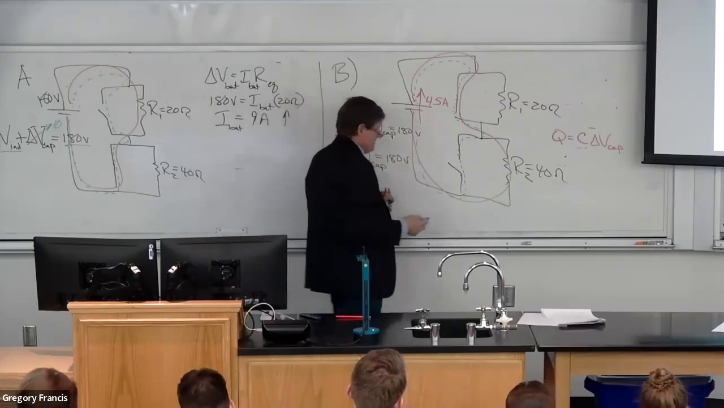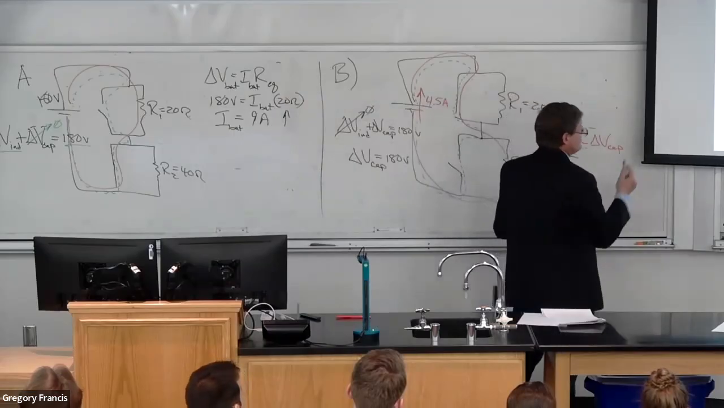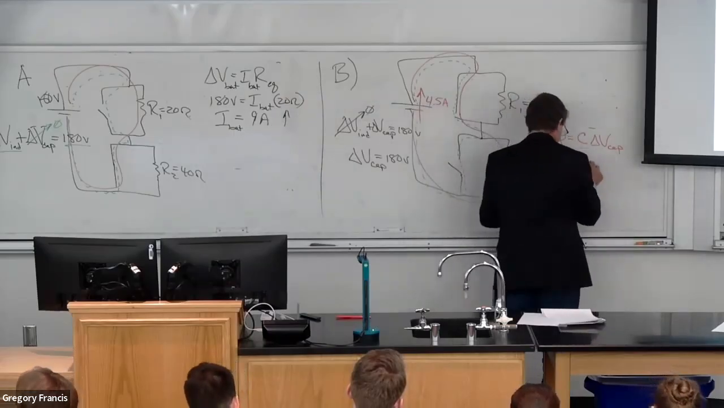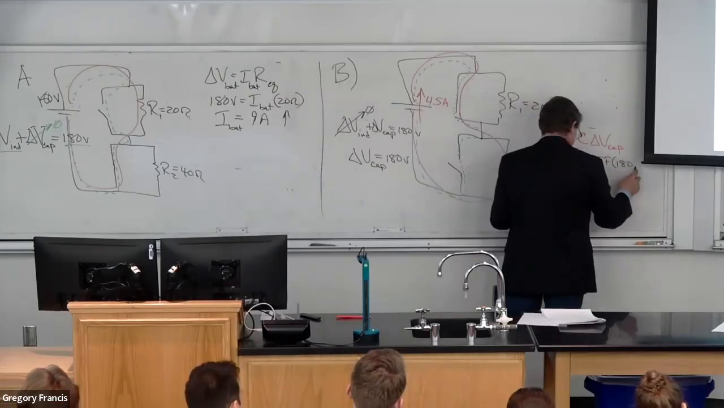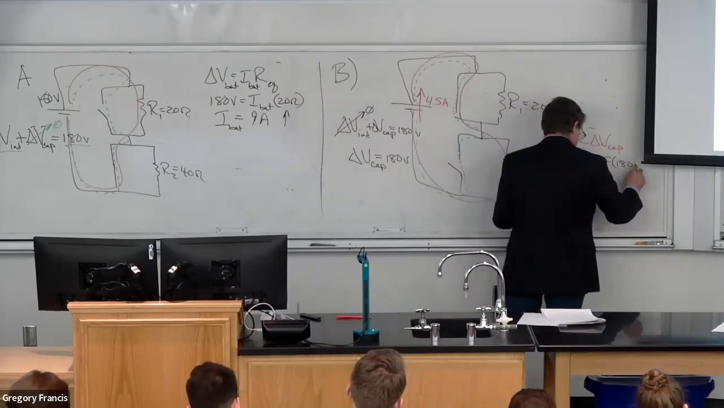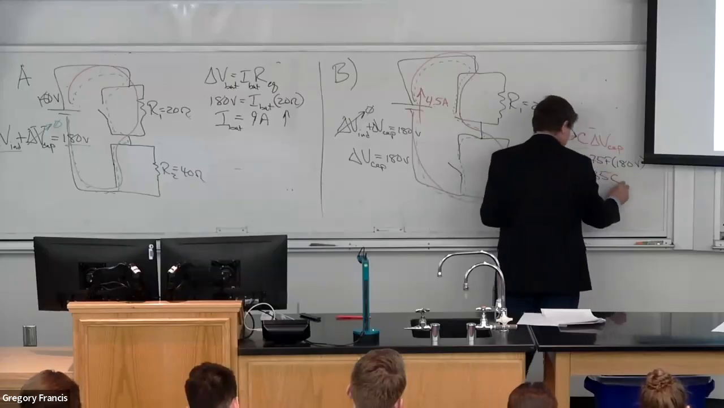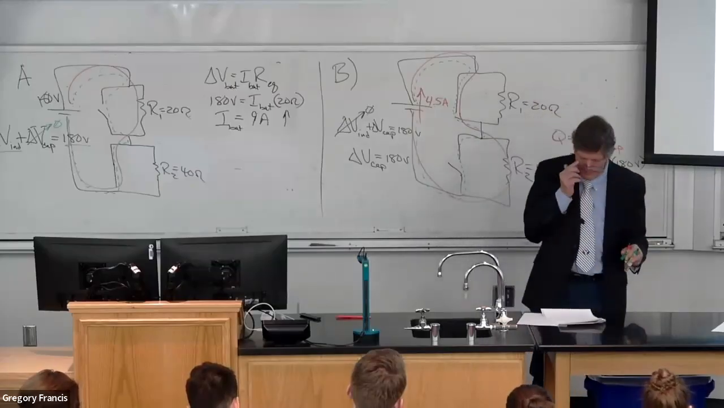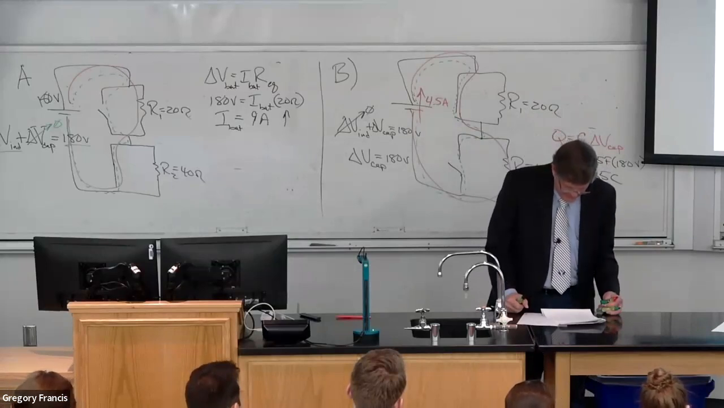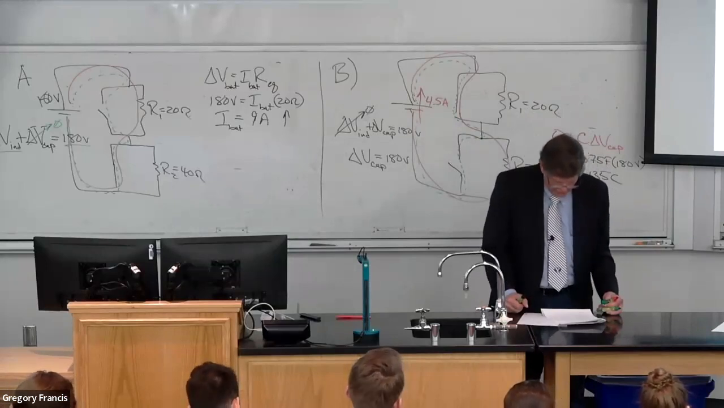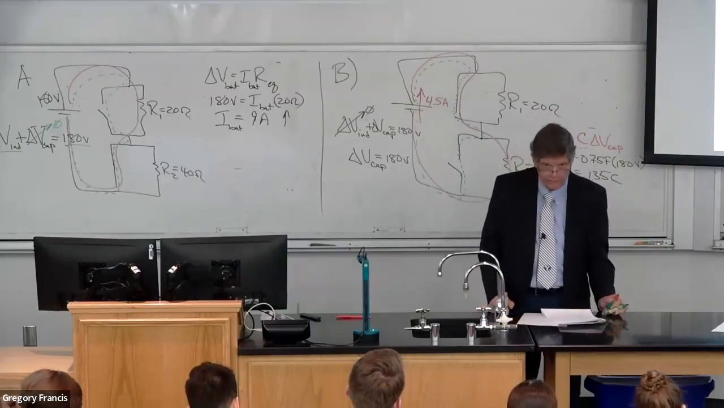If I plug that into this formula, my capacitance is 0.75 farads times 180 volts, and that's going to be 135 coulombs. Okay, and the magnitude of the current through R1 is 0 because the inductor is acting like a wire and shorting it out.